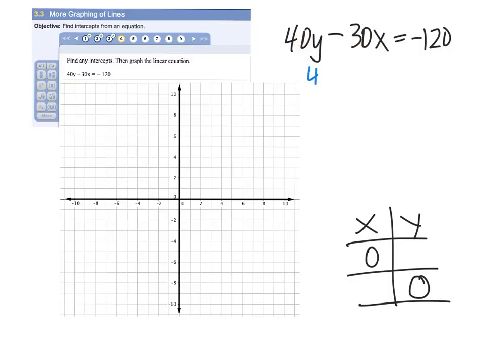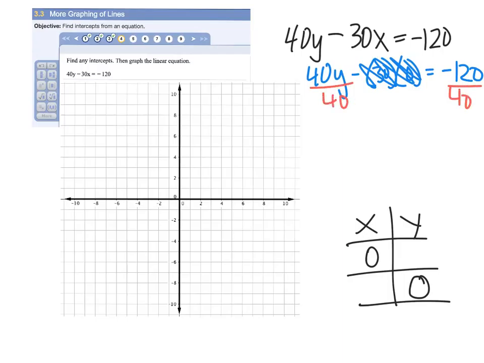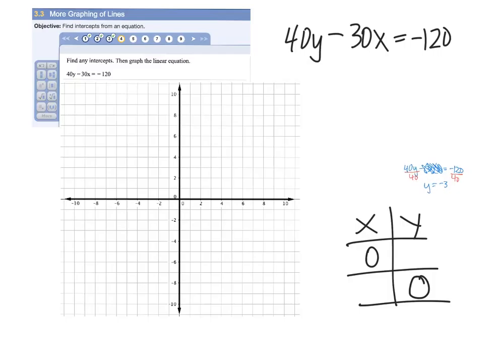So we're going to get 40y minus 30 times 0 is equal to 120. And we know that that's 0. So we're going to divide both sides by 40. And we end up with y is equal to negative 3. So when x is 0, y right here is equal to negative 3.